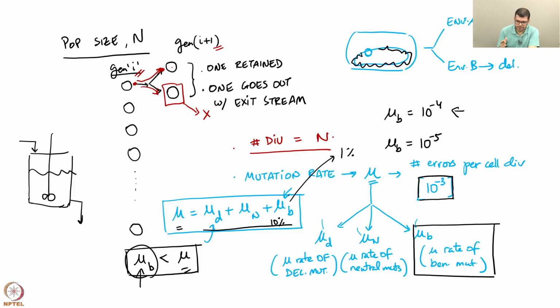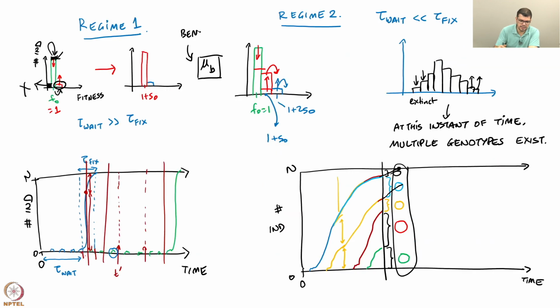So, at this point we want to make note of two things. One, that in our analysis here we are interested in mu b and not mu, and second, all we know of mu b is that it is less than mu.